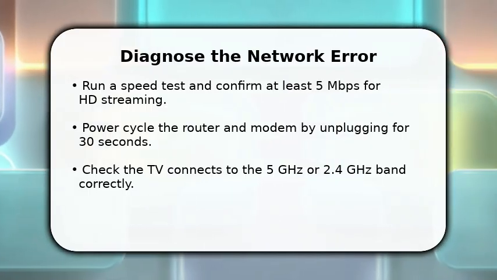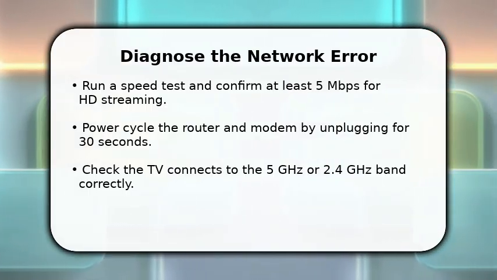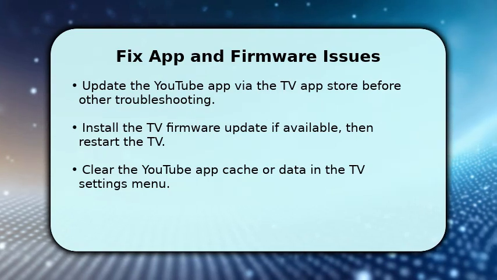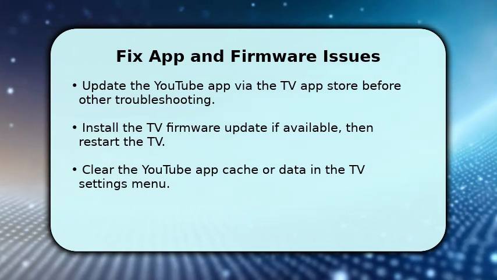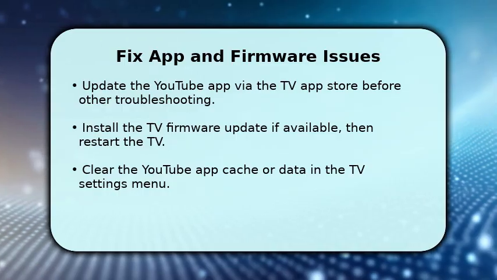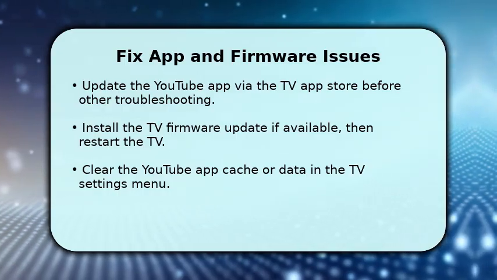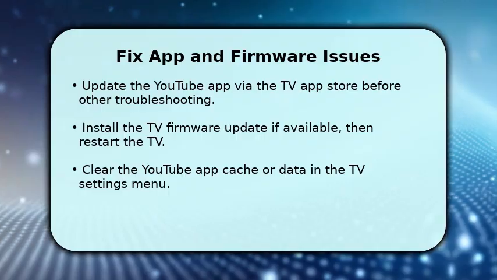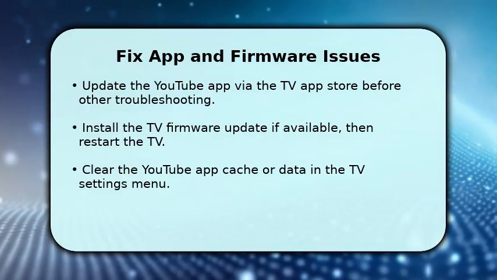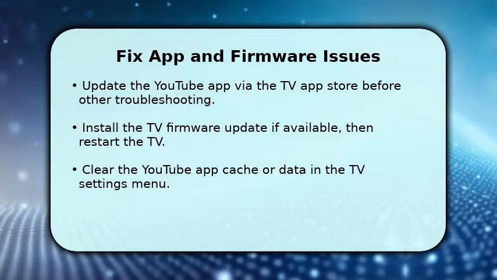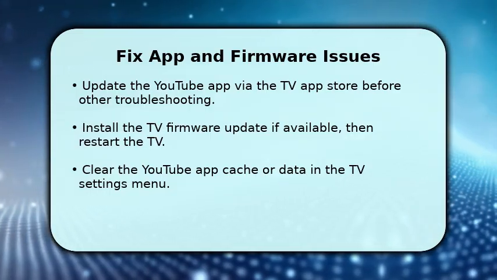Next, address software issues that commonly cause network errors on YouTube. Update the YouTube app via the TV App Store before other troubleshooting steps. If an app update fails, uninstall and reinstall the app, then relaunch. Install the TV firmware update if available, then restart the television to ensure system stability.